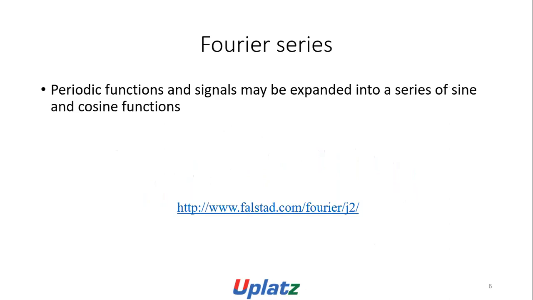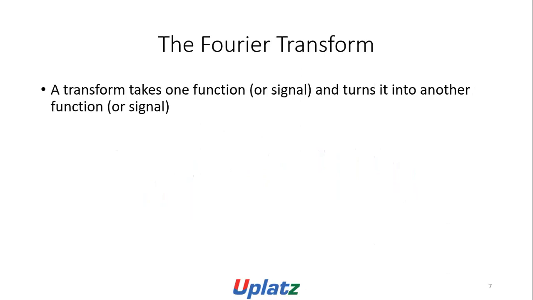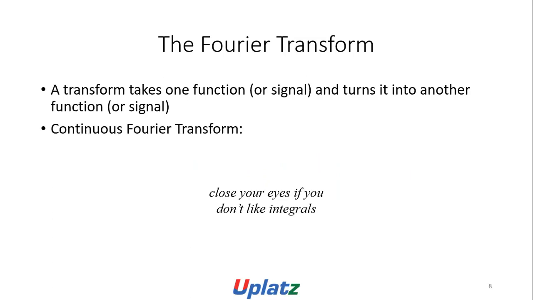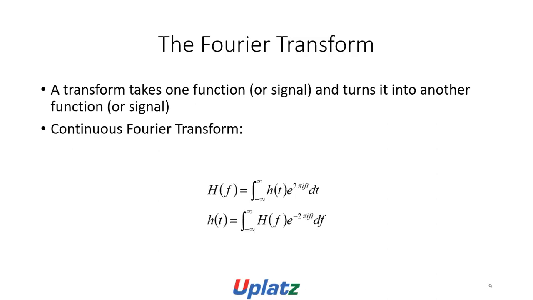Periodic functions and signals may be expanded into a series of sine and cosine functions. A transform takes one function or signal and turns it into another function or signal. Continuous Fourier transform, involving integrals. H of f is equal to the integral from minus infinity to infinity of h of t e to the power 2 pi i f t dt. h of t is equal to the integral from minus infinity to infinity of h of f e to the power minus 2 pi i f t df.